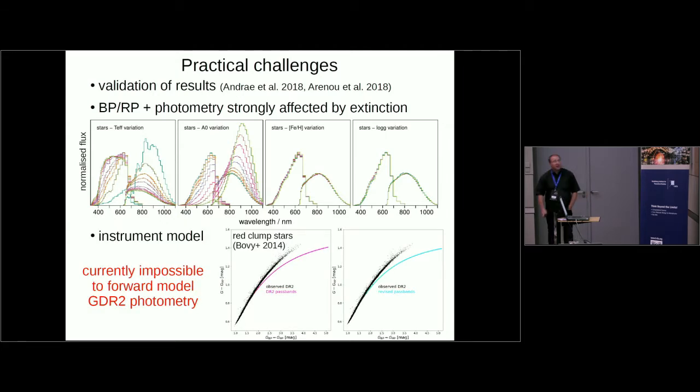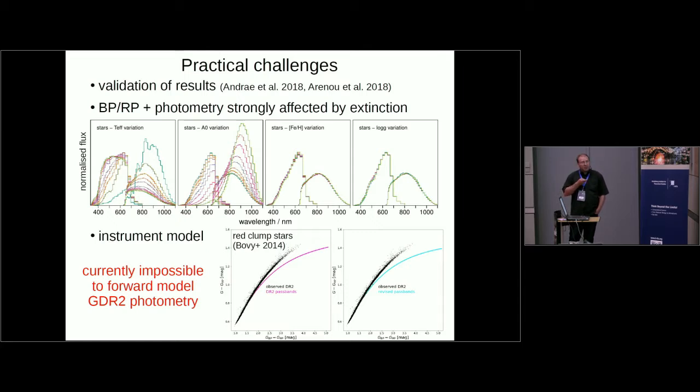And as I already mentioned, we are heavily relying on the quality of the instrument model that would allow us to compute synthetic BPRP spectrum for our forward models. And this plot, this is not BPRP spectra, this is just the integrated photometry. It shows you the Gaia colors for red clump stars, which are a very well-behaved type of stars, which all have the same intrinsic magnitude, and the reason why the black dots here are so spread out is extinction. So they are reddened.